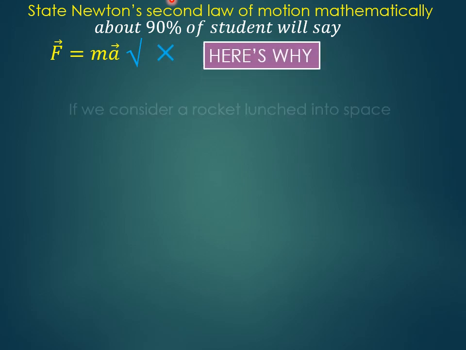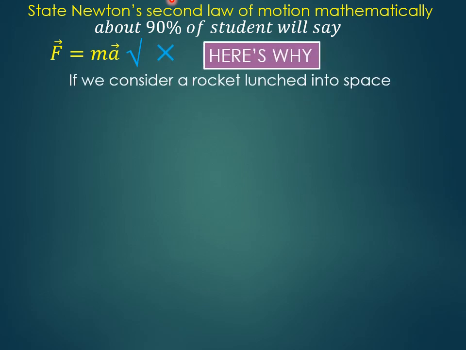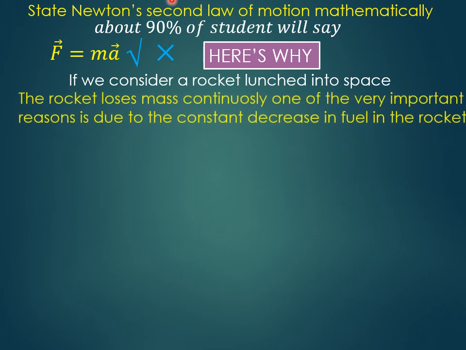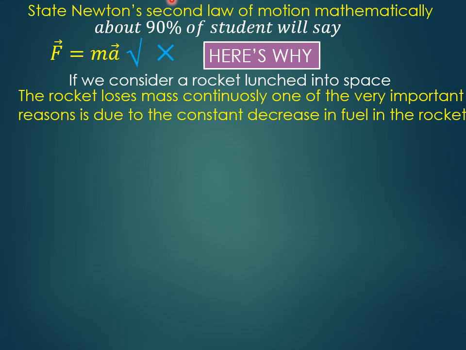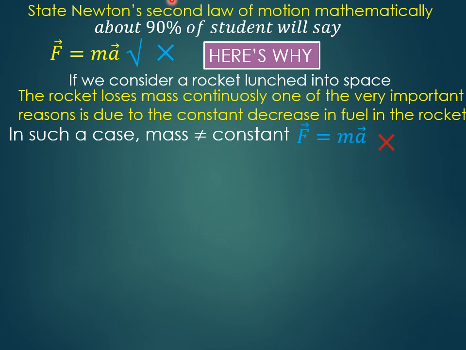Here's why guys. If you consider a rocket that is being launched into deep space, or better still into space, we can say that the rocket loses mass continuously. One of the very important reasons you can account for this loss in mass is that the rocket uses fuel, and as time goes on, the fuel of the rocket keeps on decreasing. Great. So friends, in such a case we can tell that the mass of the rocket is not a constant, and guys, the formula F equals ma is not correct, or better still, is misleading at this point since the mass is not constant.